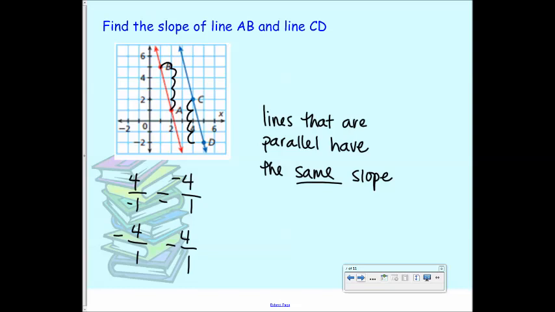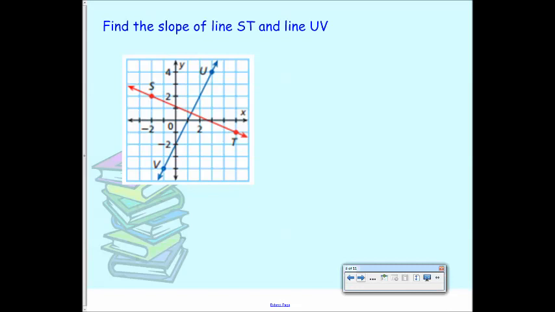Okay. What about these lines? They appear like they might be perpendicular. Okay, so let's find the slope of ST. I'm going to do that using the slope formula. So the coordinate S is -2, +2, and T is 5, -1. So what would be my slope formula here?